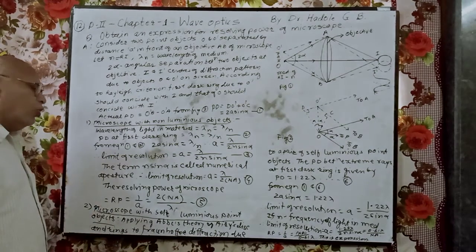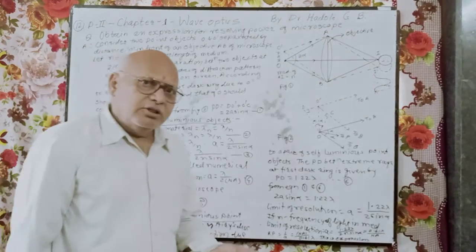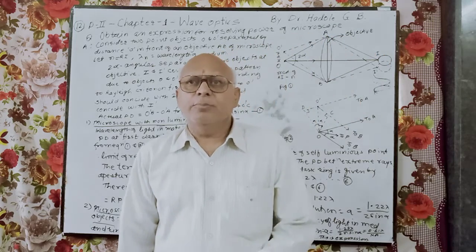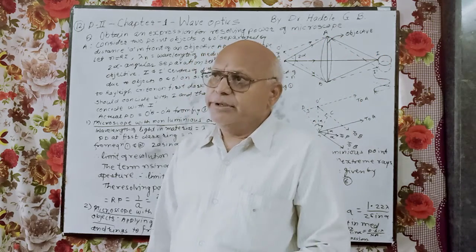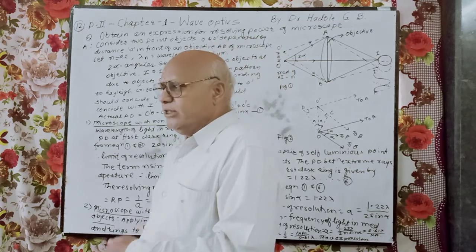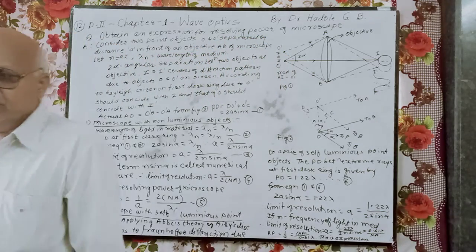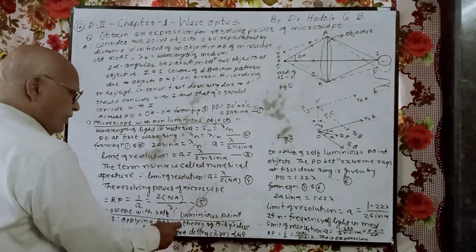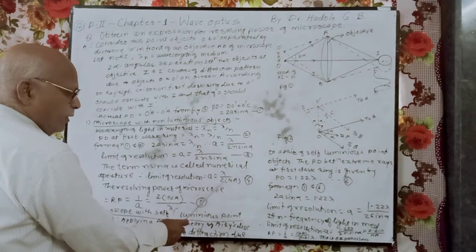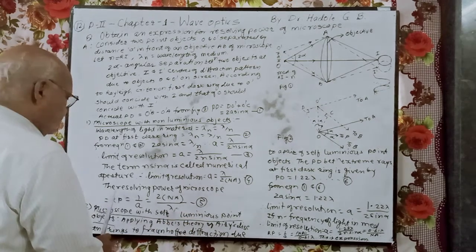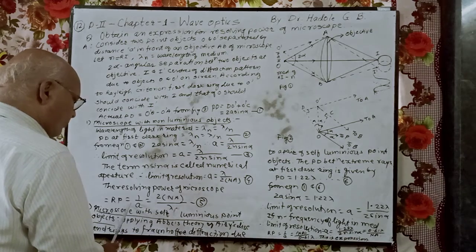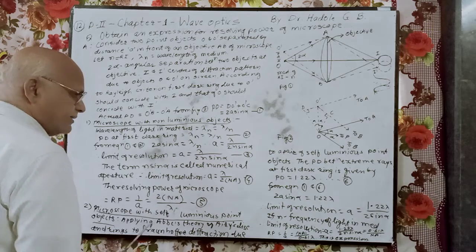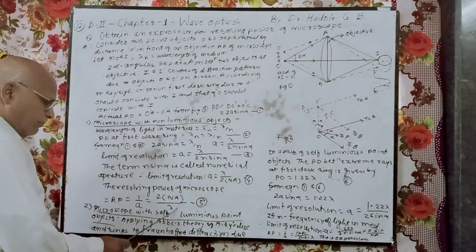The resolving power of microscope. What is the resolving power of microscope? It is the reciprocal of limit of resolution. We already have the expression for limit of resolution, A equal to lambda upon 2 times NA, and hence the resolving power of microscope Rp equal to 1 by A, which is equal to 2 times NA upon lambda. NA stands for numerical aperture.